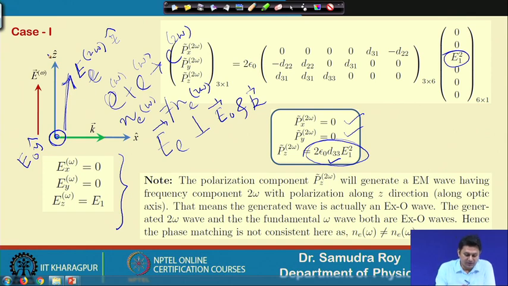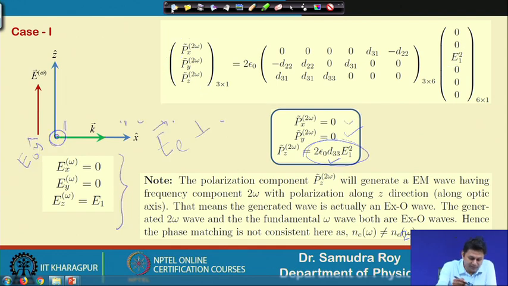In the note we mentioned that the polarization component Pz will generate an electromagnetic wave having frequency 2 omega with polarization along the y direction, along the optic axis. That means the generated wave is actually an extraordinary wave, as we mentioned. The generated 2 omega wave and the fundamental omega wave are both extraordinary, and that is the reason the phase matching cannot be satisfied. There should be a 2 omega here, it is again a typing mistake. So n of omega will never be equal to n of 2 omega.